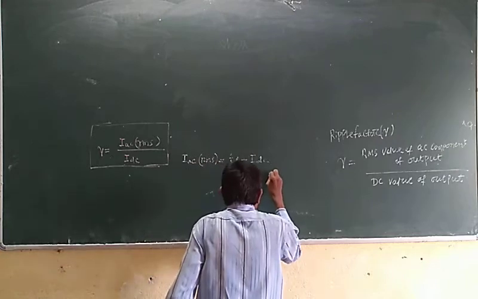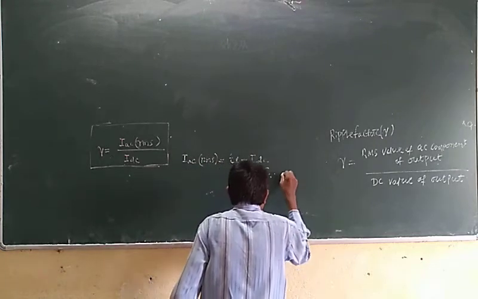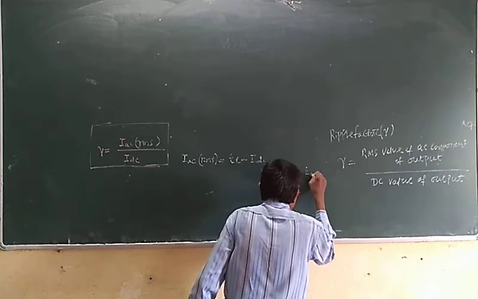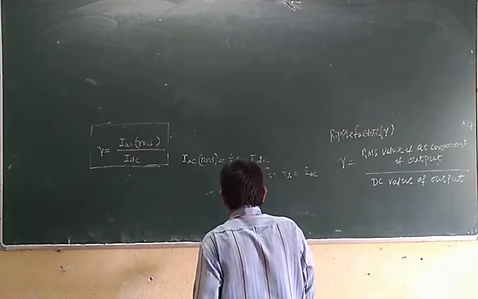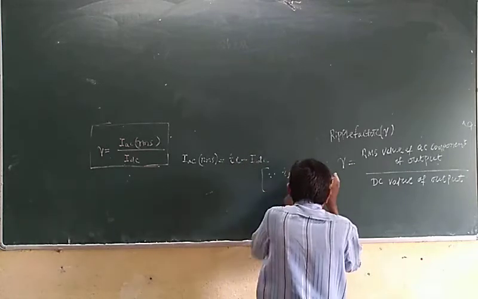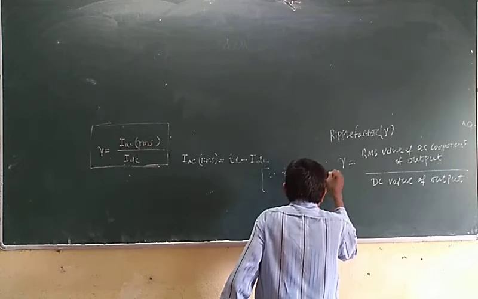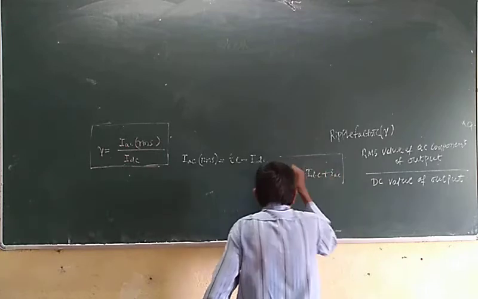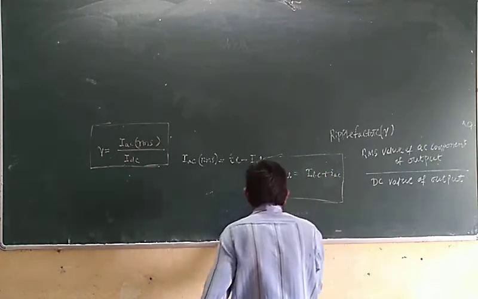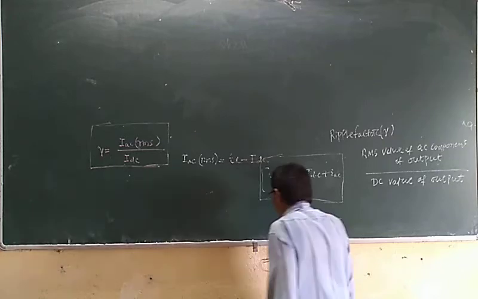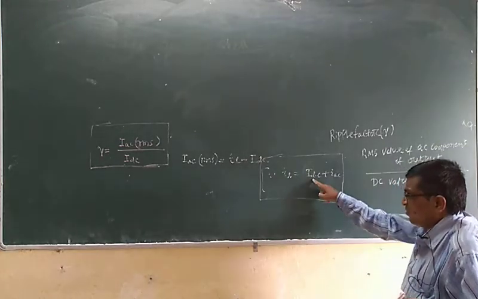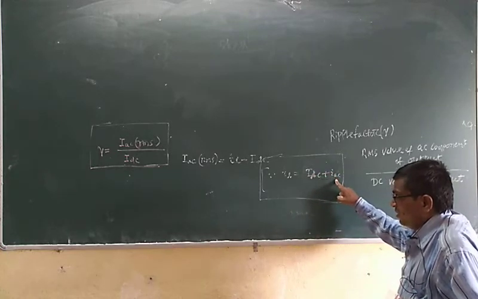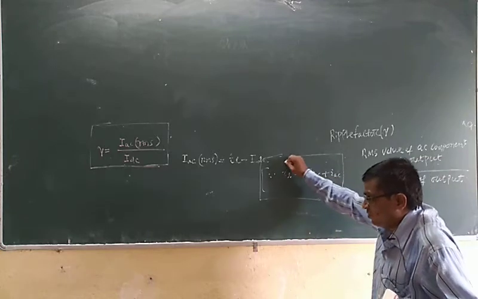because I_L equals I_DC plus I_AC. This is I_L. The load current is equal to the DC current plus the AC current in the output of the rectifier, and is known as the load current.